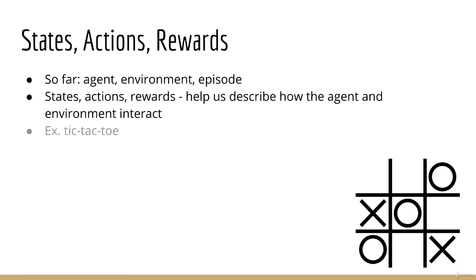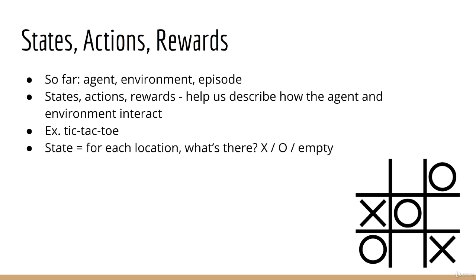Let's again use our tic-tac-toe example. In this scenario, the state would be the configuration of the board. So for each position on the board, I want to know, is there an X there, is there an O there, or is it empty? This information is all that I need in order for my agent to make an intelligent decision about what move to play next. Speaking of which, the moves that the agent makes are what we refer to as the action. So in tic-tac-toe, to take an action would mean placing a new X or an O somewhere on the board.